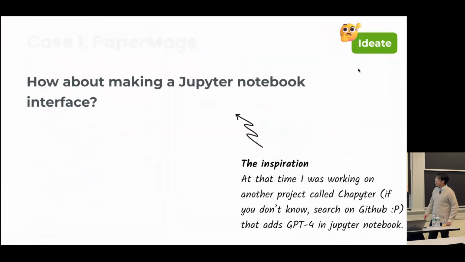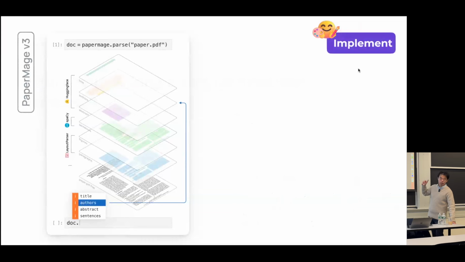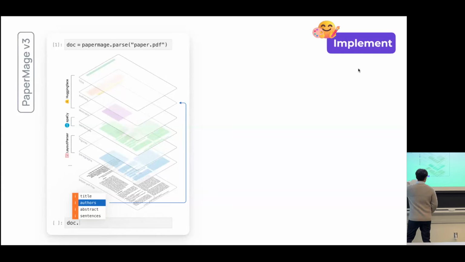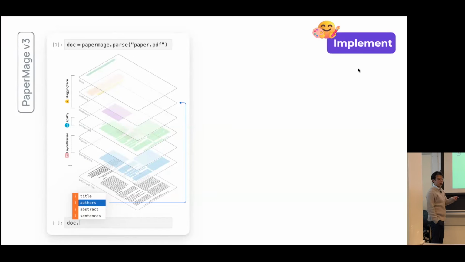I want to jump to the last version, which is: how about making a Jupyter notebook like interface? This is non-trivial because I have to confess here, at that time I was working on another project about adding AI support for Jupyter notebooks. So I thought a lot about those interfaces, and I happened to have some visuals floating around for that design. It's called Chapter, and you can search for that. But then things start to become more on the right track, which is basically I recreated this whole Jupyter notebook. By the way, you are familiar with Jupyter notebooks, right?